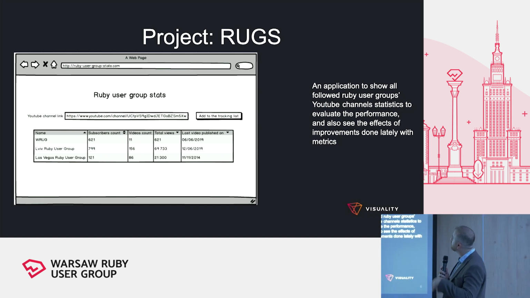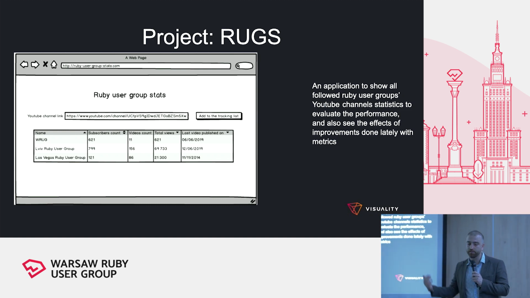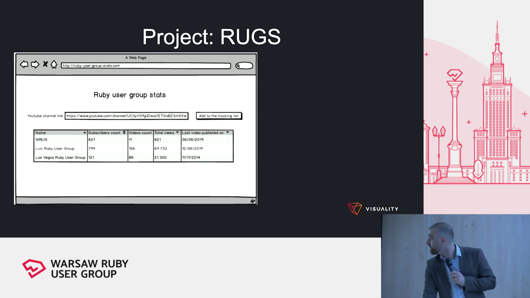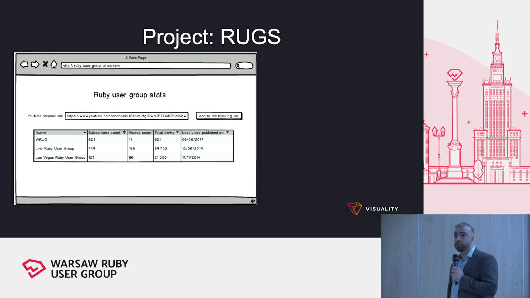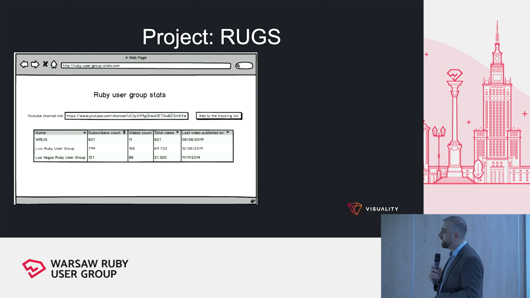So this application will show the Ruby user groups' YouTube channel statistics, to evaluate the performance and also to see the effects of improvements lately done with metrics. It has subscribers count, videos count, total views and the last video published date. If I would ask you to estimate this one, because I think such a project can come to our work every month, how much would it cost, how would we do it?